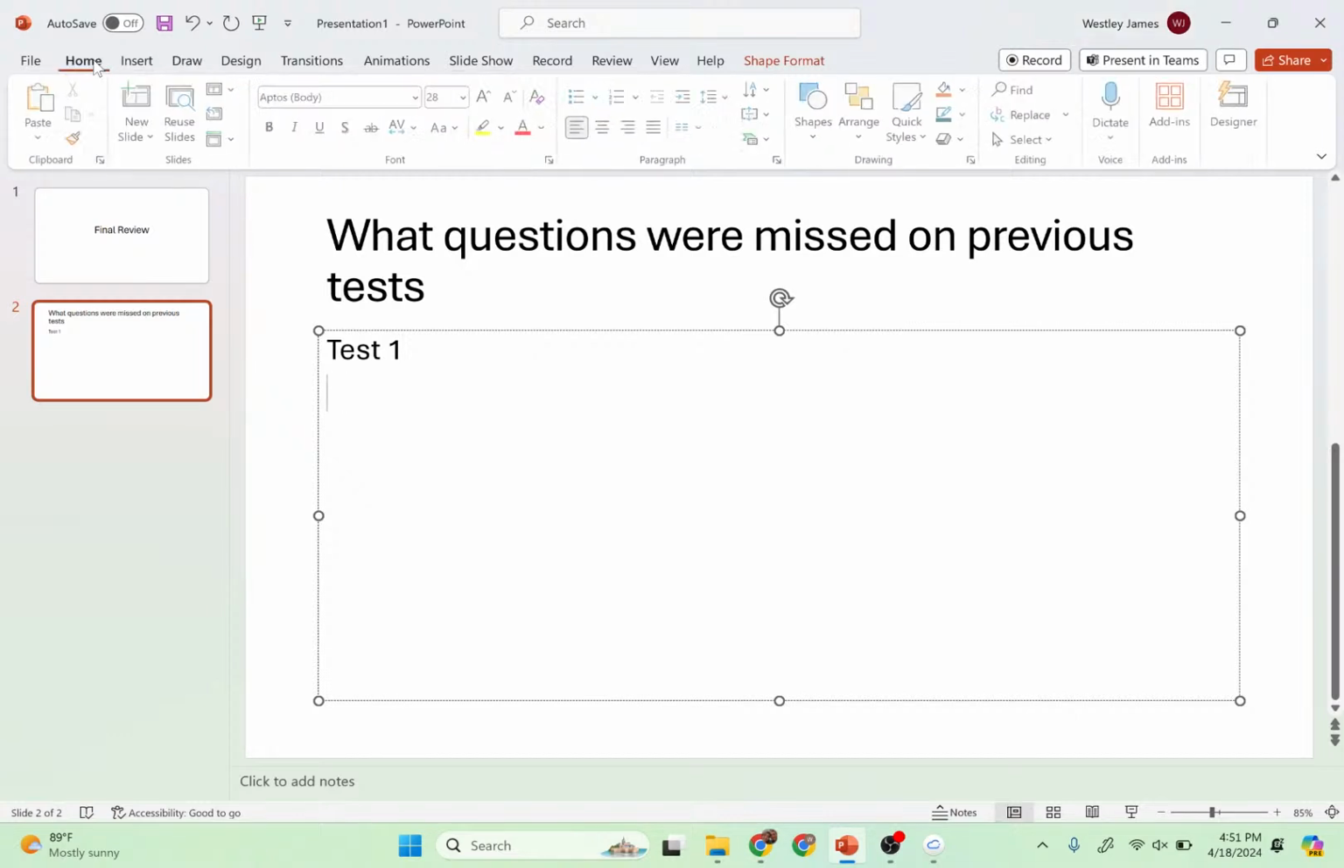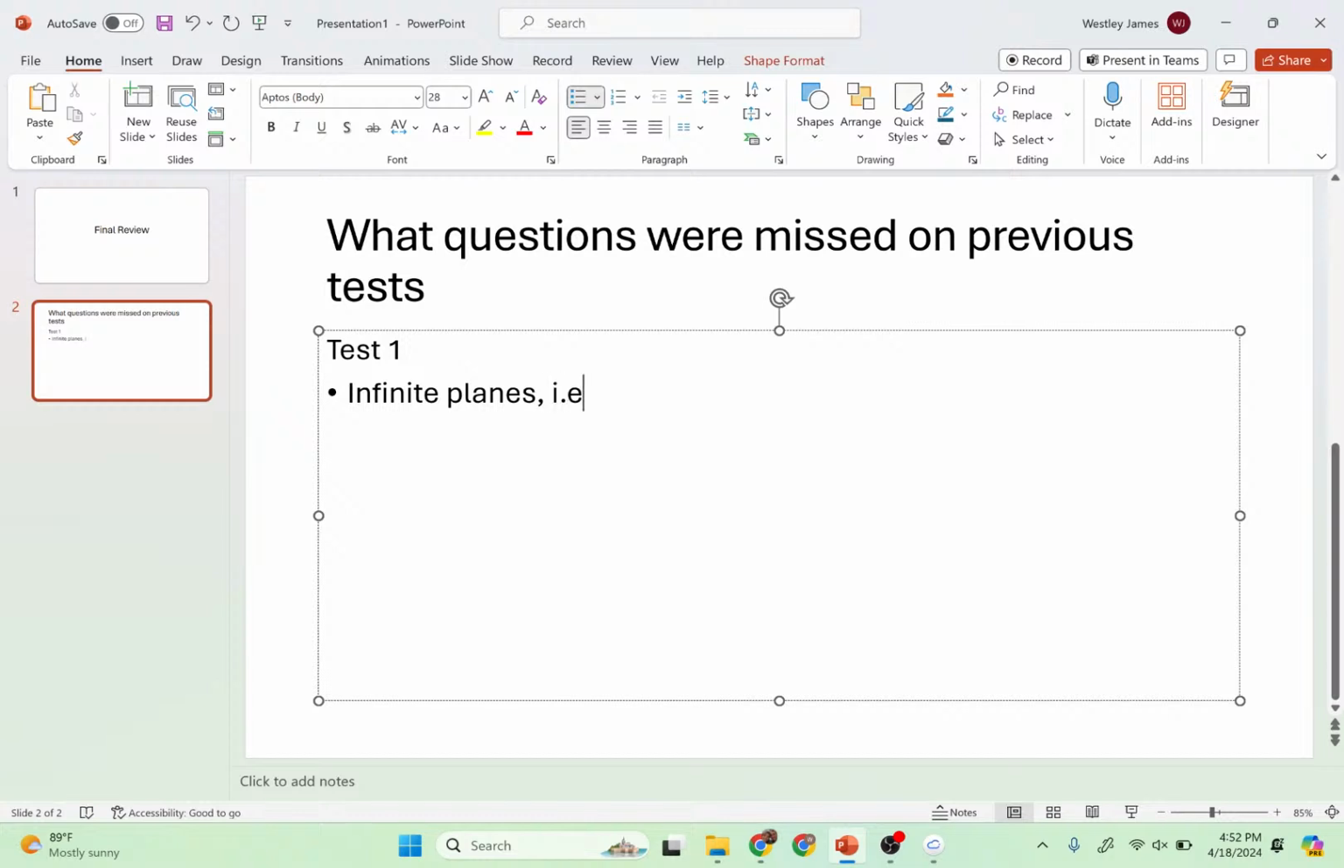So from test 1, one of the problems was infinite planes, i.e. slash capacitors. Specifically, what do you all need to know? Capacitors. The electric field doesn't depend on location or distance. So what do I mean by that?